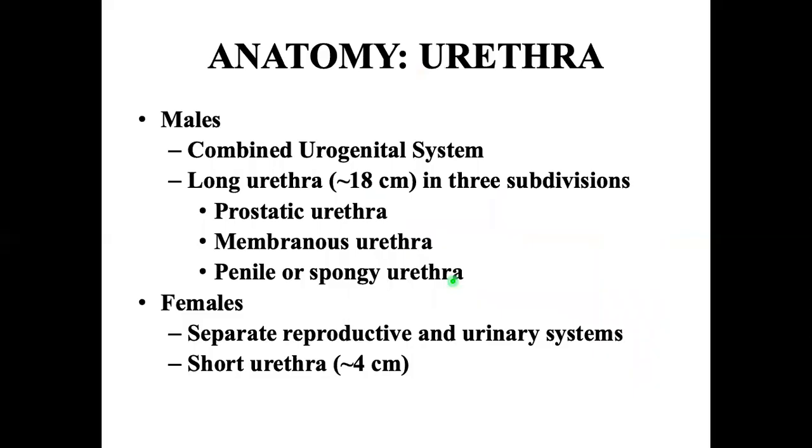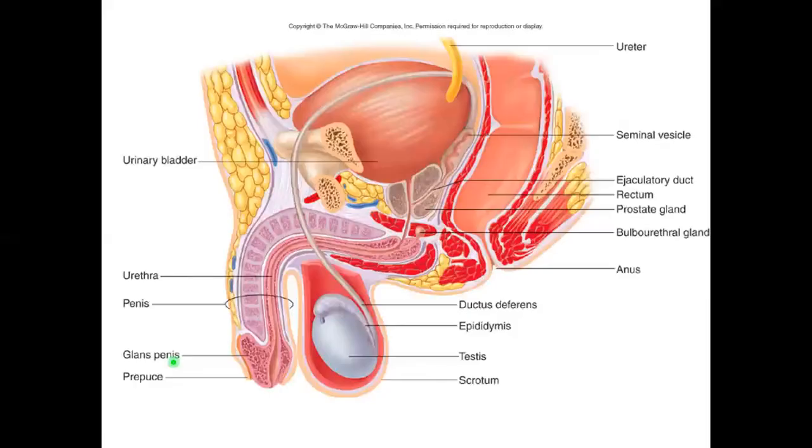In males, the urethra is actually combined with the urogenital system. So the urethra is really long. They have a prostatic urethra for men, membranous urethra, and then a penile or spongy urethra. And so ejaculate and urine come out of the urethra. In females, it's separate. We have separate reproductive and urinary systems. Women have a short urethra. Let's take a look at the pictures.